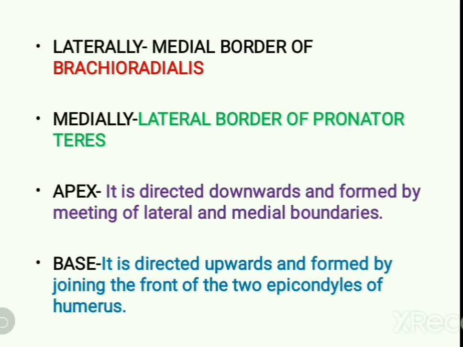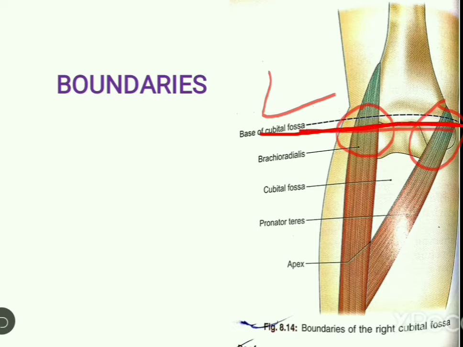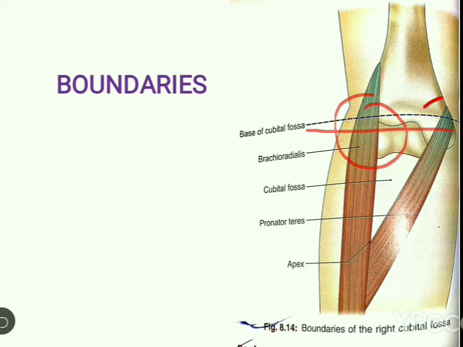So the base of the cubital fossa is formed by an imaginary line which is joining the two epicondyles of the humerus. So suppose this is the lateral epicondyle and this is the medial epicondyle. A line joining these two epicondyles of the humerus will form the base of the cubital fossa. A line joining the lateral and the medial epicondyle will form the base of this triangle.